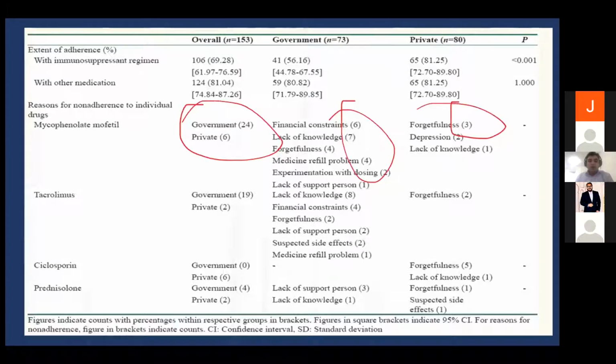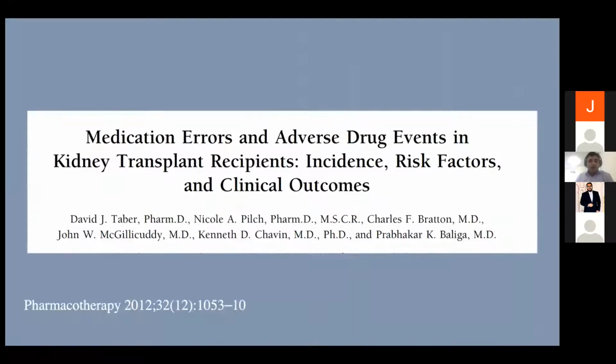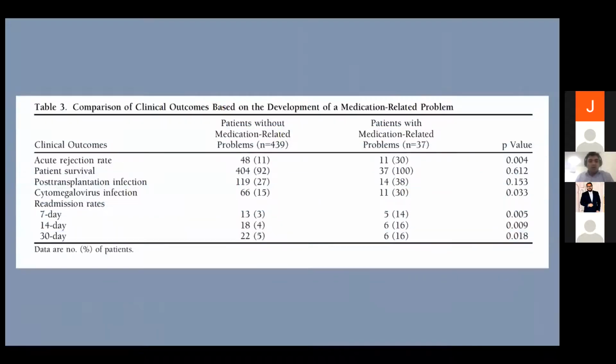Now, if you look at the medication errors and adverse drug events in transplant, the clinical comparison of patients without medication related problems and patients with medication related problems: acute rejection rate was way higher in the patients having medication related problems. It also affects the readmission rates, at 7 days, 14 days, and 30 days.